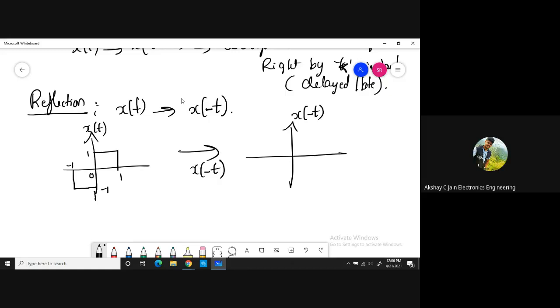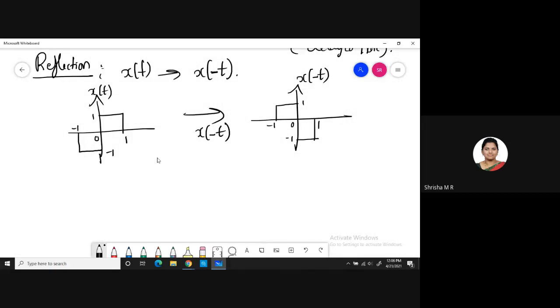So how will x of minus t look? From -1 to 0, the amplitude will be 1, whereas from 0 to 1, the amplitude will be -1. We are just folding the signal about the y-axis or vertical axis. This is called time reflection. So we can take y of t equal to x of minus t. This is your resultant signal y of t.